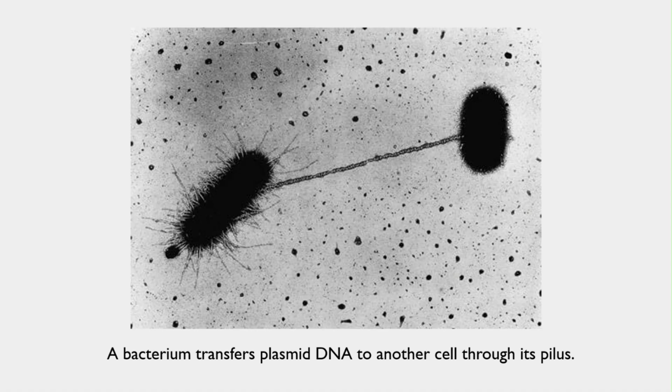This is what it looks like. In this image, we can see a pili connecting two bacterial cells. And this is how a bacterium can transfer plasmid DNA from one cell to another. So there's a hollow tube in this pili where the genetic material is moved. And so plasmid can be transferred from one cell to another, and this is called horizontal gene transfer.